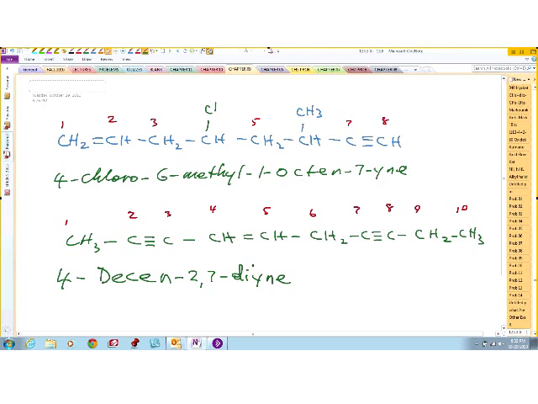Okay, so I'm going to leave the rest of the nomenclature for you guys to take a look at your text and do all of the problems in the back of your book. They do have some excellent problem sets in the back of your book, so I'm going to leave that to you. So now let us begin to take a look at the synthesis of alkynes.